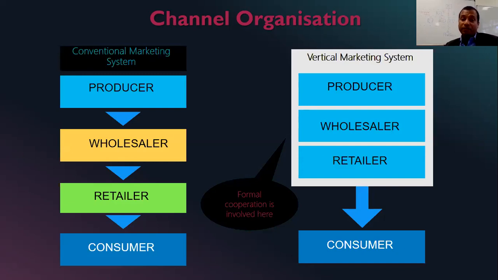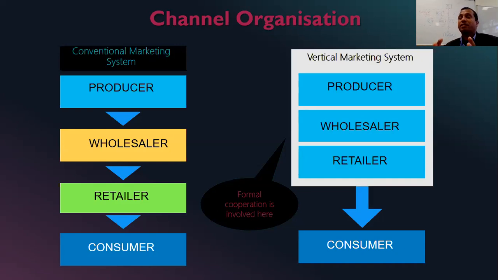In the traditional way, you could see here, there was less coordination between each of these members. Whereas in the vertical marketing system, the producer, wholesaler, and retailer all three work together. The level of cooperation is high, so that the value which the end consumer will get will be higher.